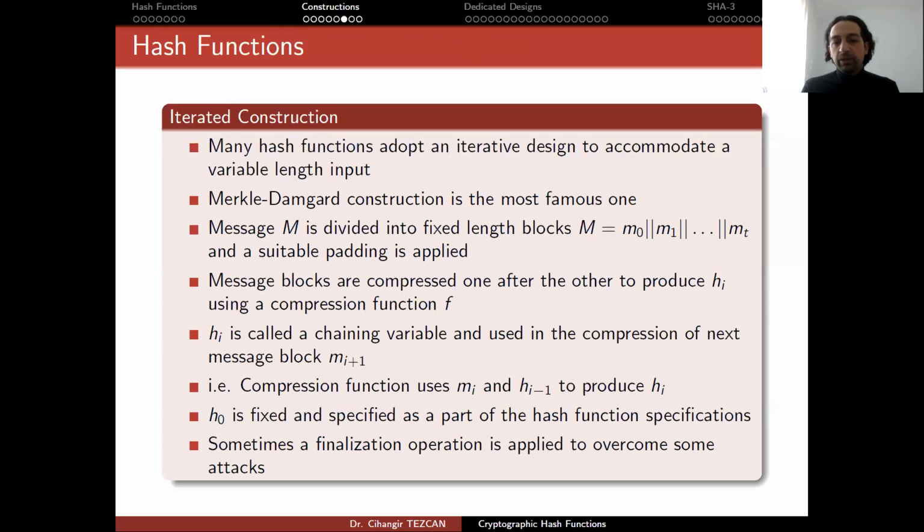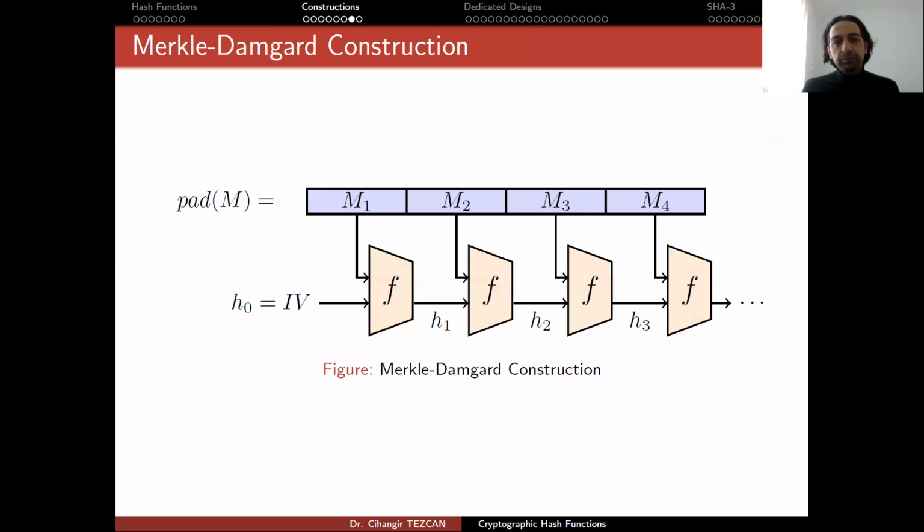Sometimes a finalization operation is applied to overcome some attacks. So here's a general picture of how the Merkle-Damgard construction works. You have your message. You divide it into blocks. Block length depends on the compression function you are going to design. For instance, in SHA-1, I think this is 512 bits. So you divide it into blocks and apply a padding. Then, as input to your compression function F, you take the first message block and the IV. This function compresses it and produces an output H1.